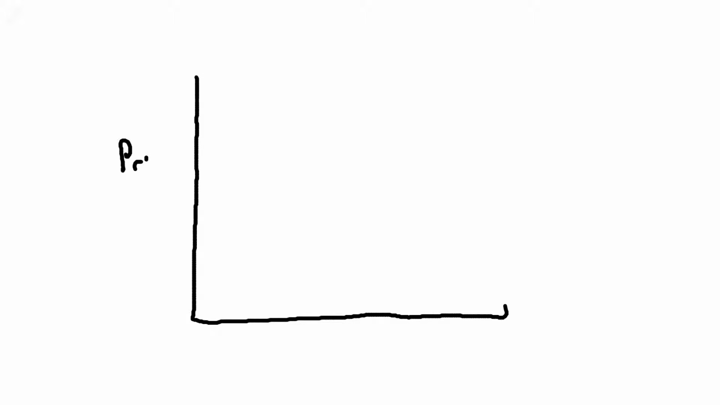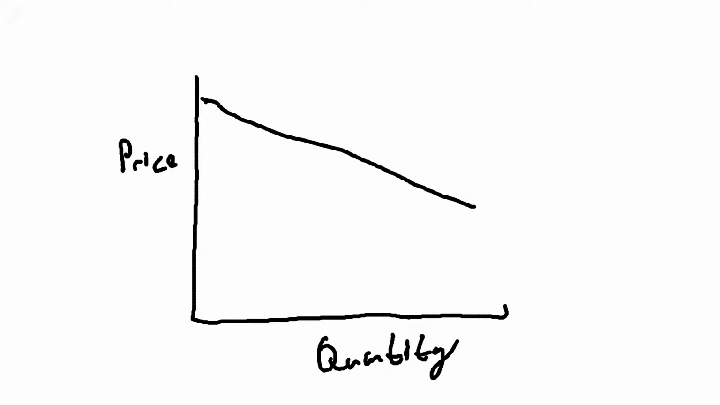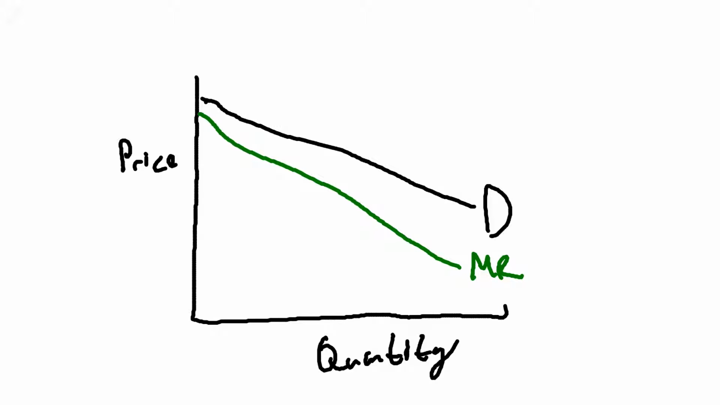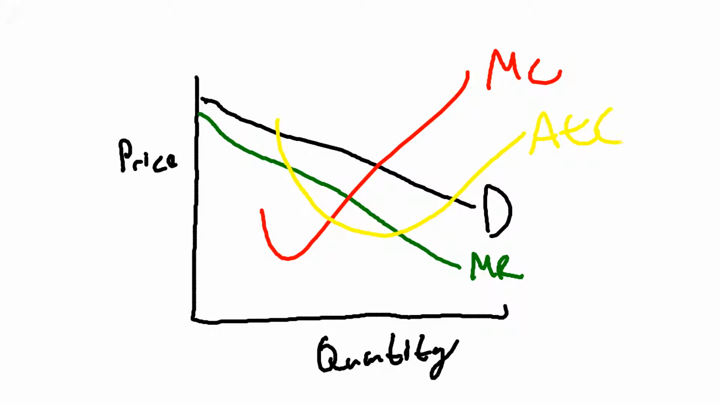Now we're going to go over graphs in monopolies. They look very similar to all the other graphs we've dealt with in economics. You've got price on the y-axis and quantity on the x-axis. Over here we'll have our demand, then our marginal revenue. And of course you've got to have your Nike swoosh, your marginal cost, and our average total cost.